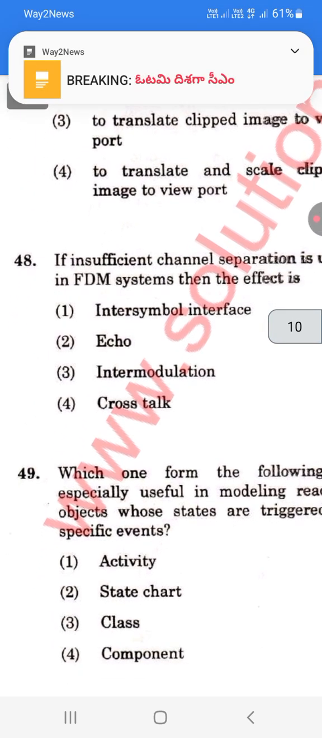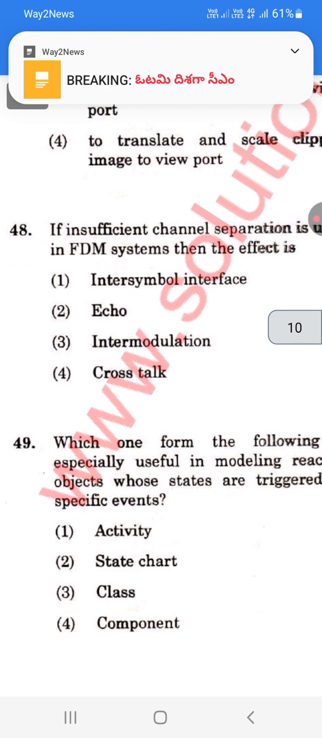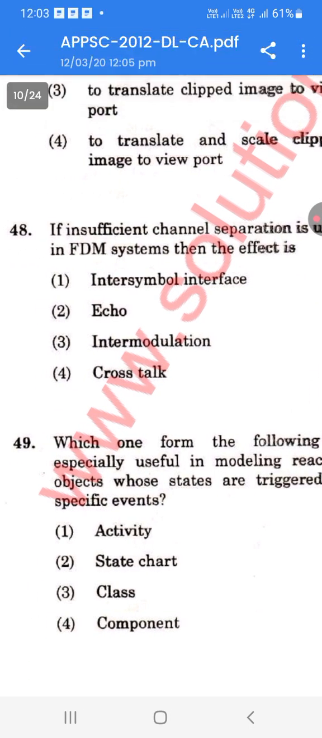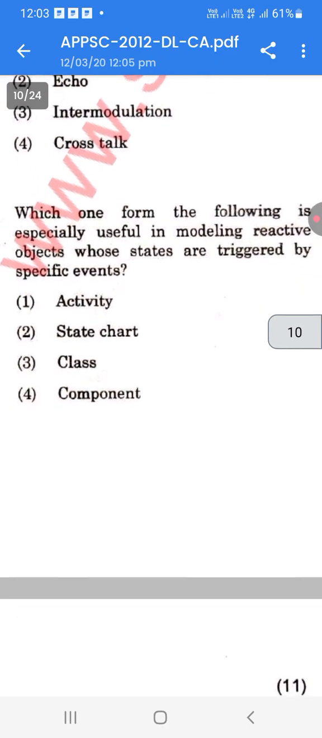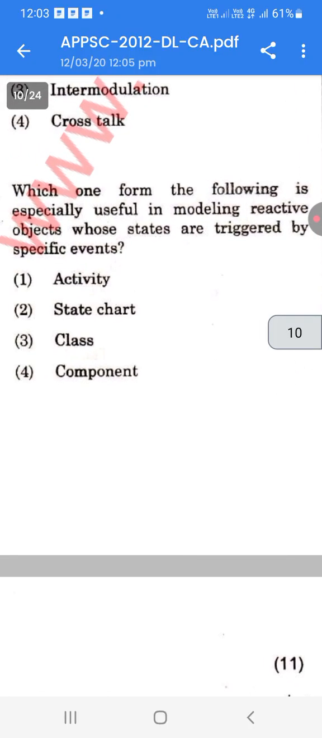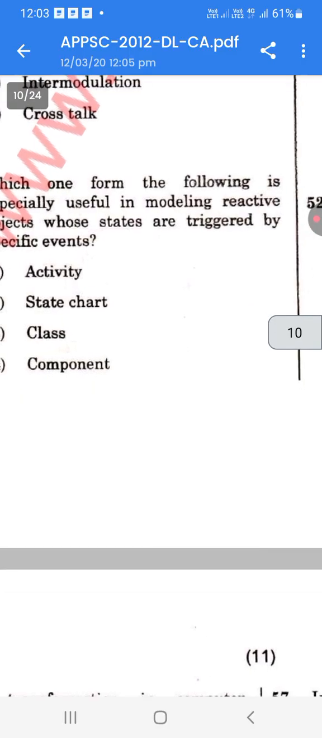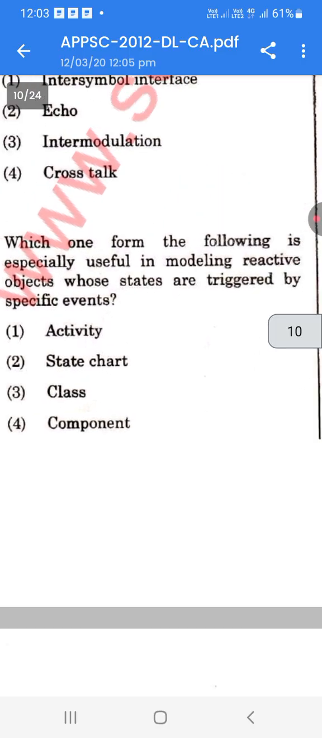If insufficient channel separation is used in FDM system, then the effect is crosstalk. Which one from the following is especially useful in modeling reactive objects whose states are triggered by specific events? State chart.